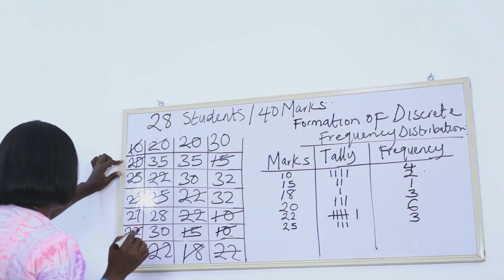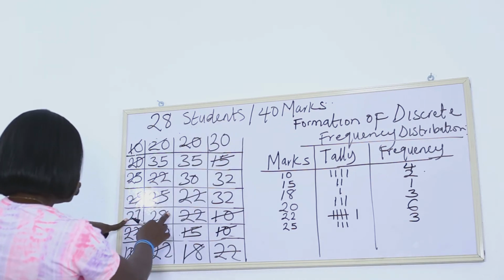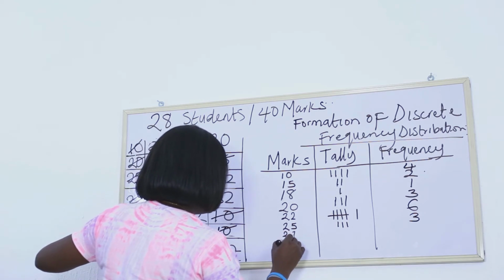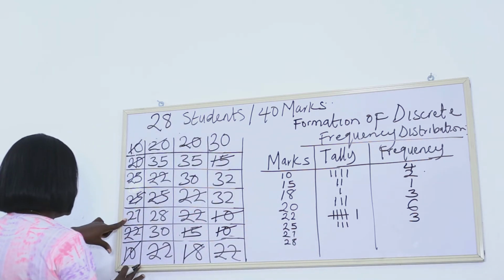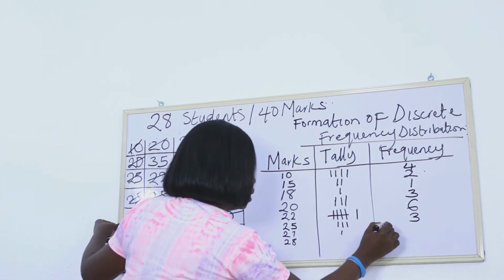Then the next one after 25, I can see 27, 28. So the next one is 27. How many times has 27 occurred? Just 1. So I write 1 here.